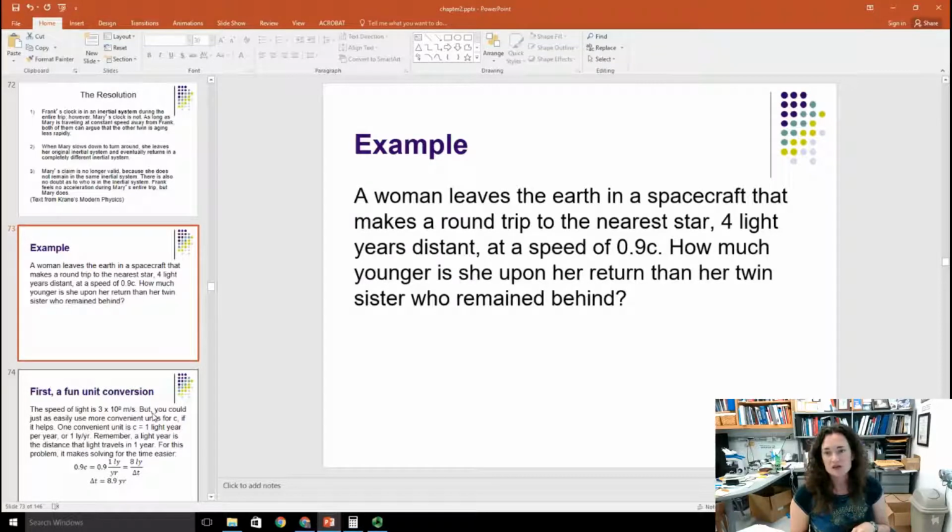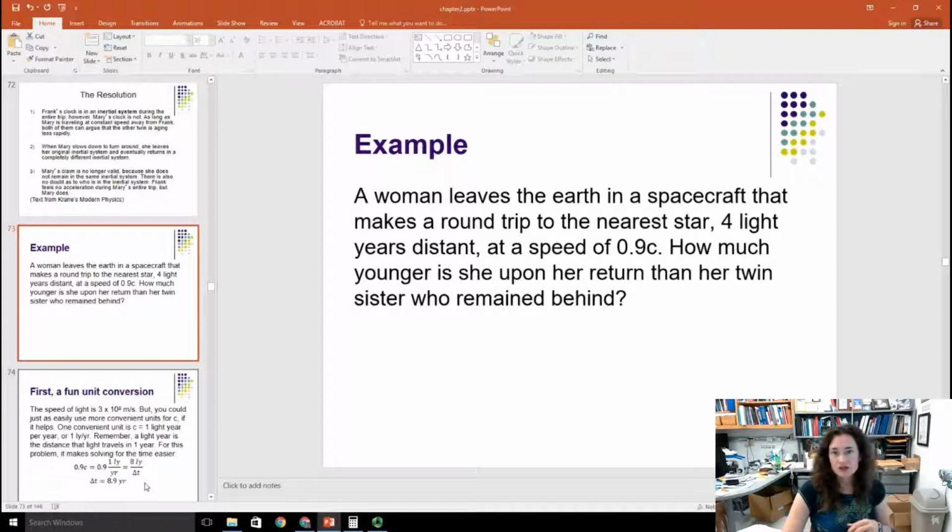A woman leaves Earth in a spacecraft that makes a round trip to the nearest star. The star is 4 light years away. The speed, once they reach it, is 0.9 c, or 90% the speed of light. How much younger is the twin that traveled in the spacecraft on her return than her twin sister who remained behind on Earth and didn't go?